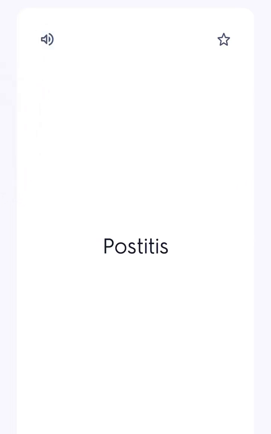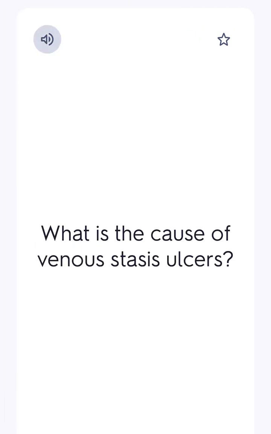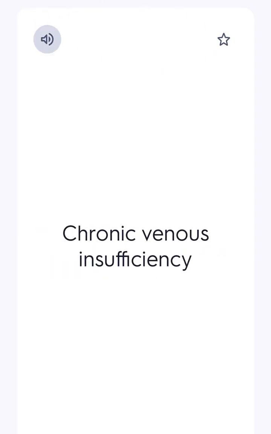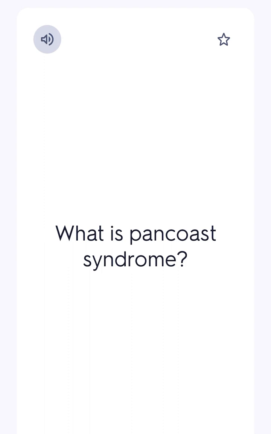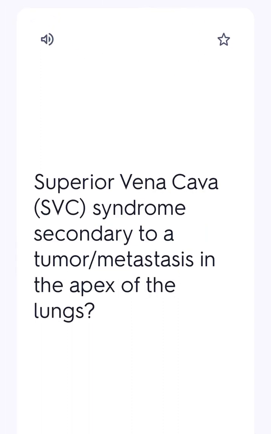Prostatitis. What is the cause of venous stasis ulcers? Chronic venous insufficiency. What is Pancoast syndrome? Superior vena cava syndrome secondary to a tumor/metastasis in the apex of the lungs?